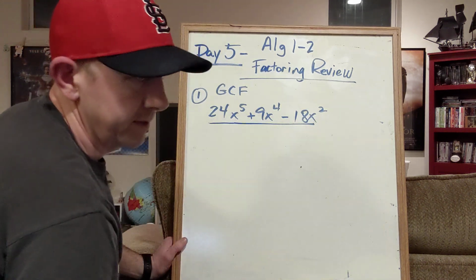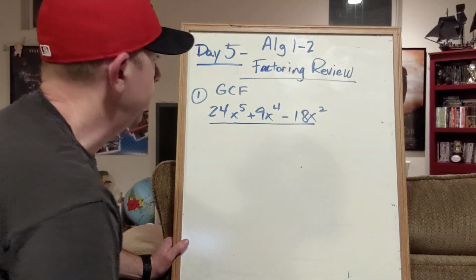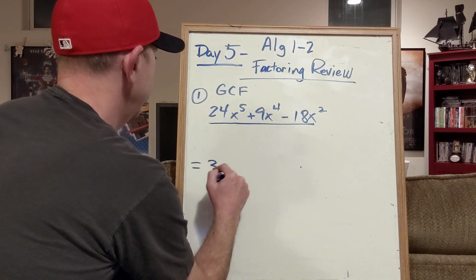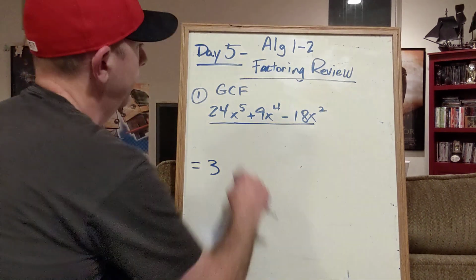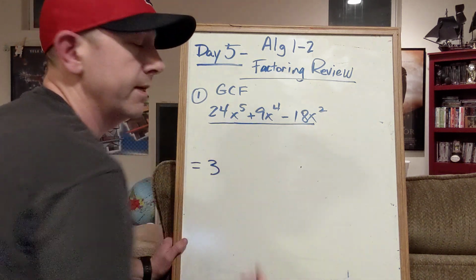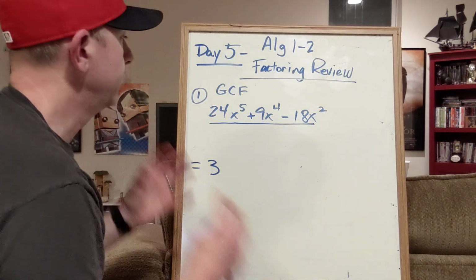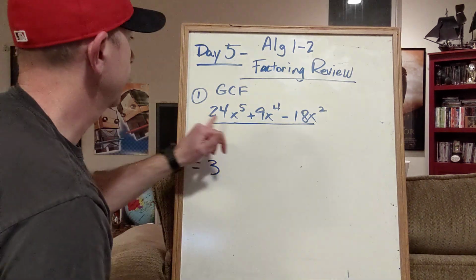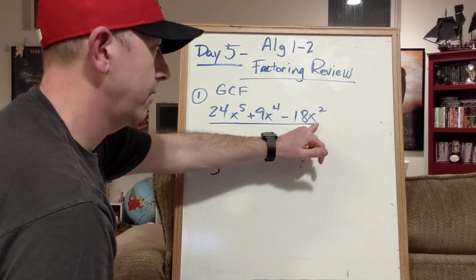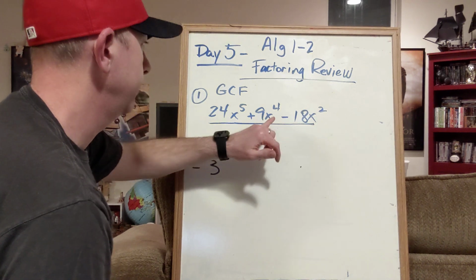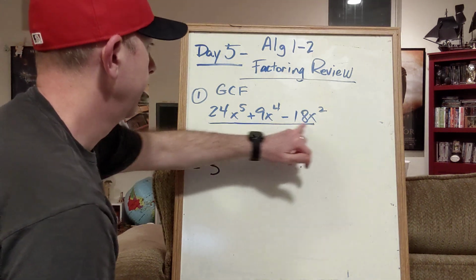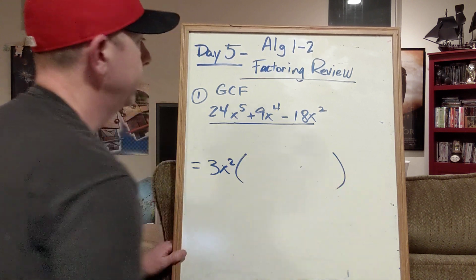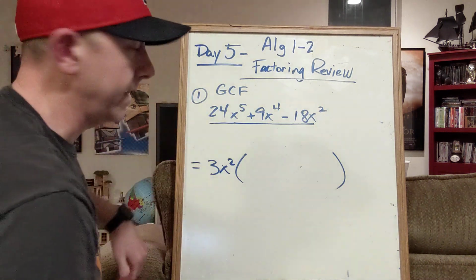So if 9 doesn't work, the next highest factor of 9 is 3. 3 goes in 9, 18, and 24. So 3 is the number we want to factor out. Now as far as the variables go, whatever the smallest exponent is, we can't go over that in common. So this one has 2, even though these have 4 and 5, they all have at least 2 in common, right? Now, even though this is a trinomial, we can still do factor by GCF.